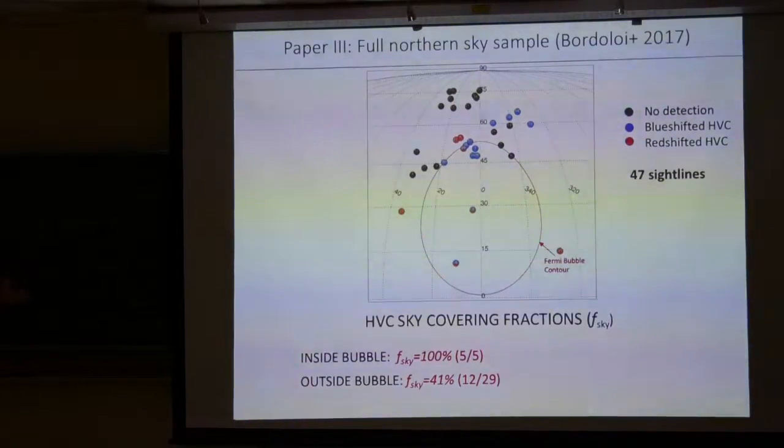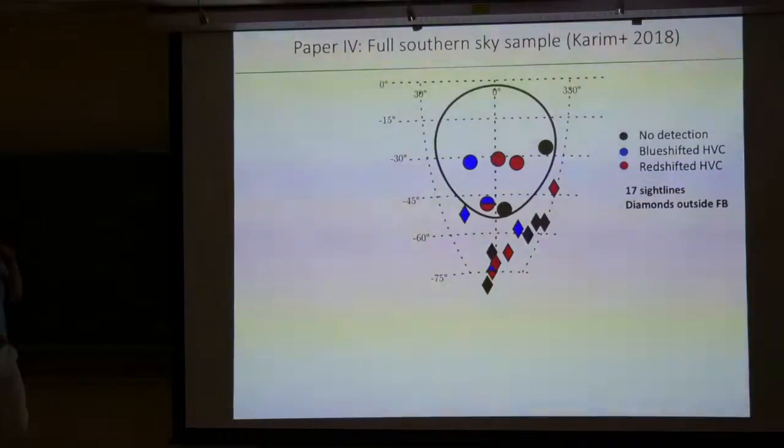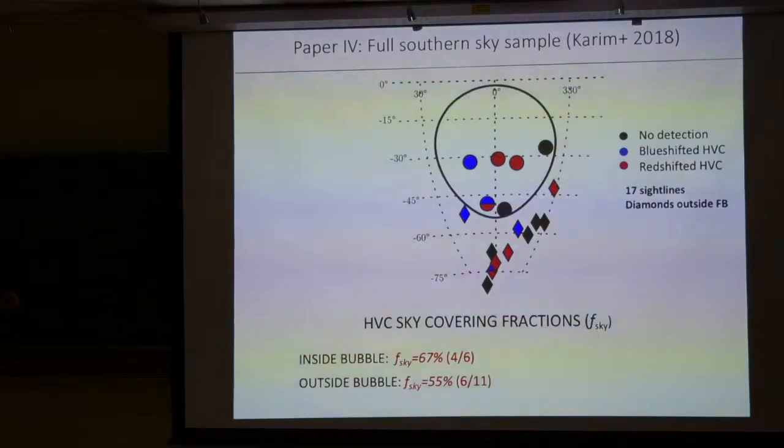But if you just take the inside directions, all five of them show a detection of absorption. Outside, you're down to about 41%. So there's a clear enhancement here in the covering fraction. Now, in the southern sky, it's actually a little bit messier. This is what we've put out in our paper by Tanvir Karim this year. The problem is there's a lot of gas in the southern sky that probably isn't related to the galactic center. There's a lot of Magellanic Chain material. So we don't actually find an enhancement in the covering fraction in the south.